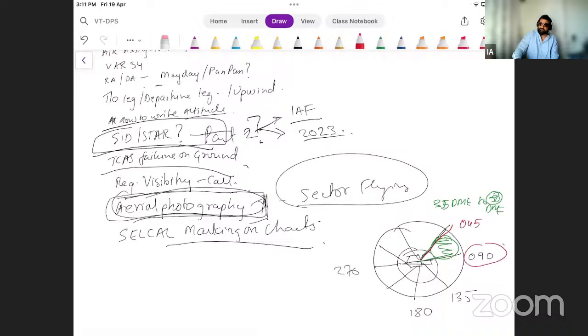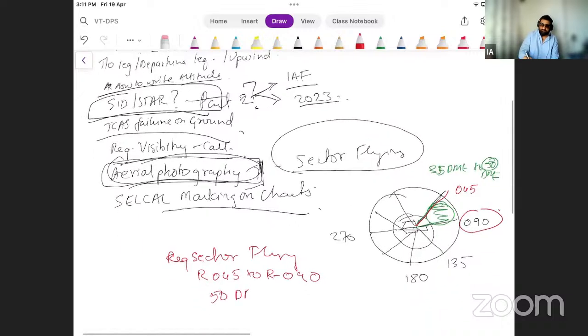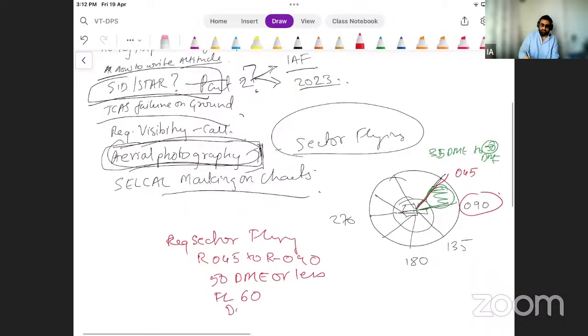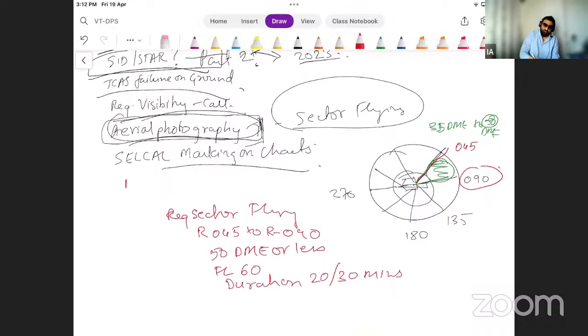So, 50 DME and these radials, here we can see it's 045 to 090. So you'll say: request sector flying, radial 045 to radial 090, 50 DME or less, flight level 60, duration 20 or 30 minutes, whatever you think it will take.